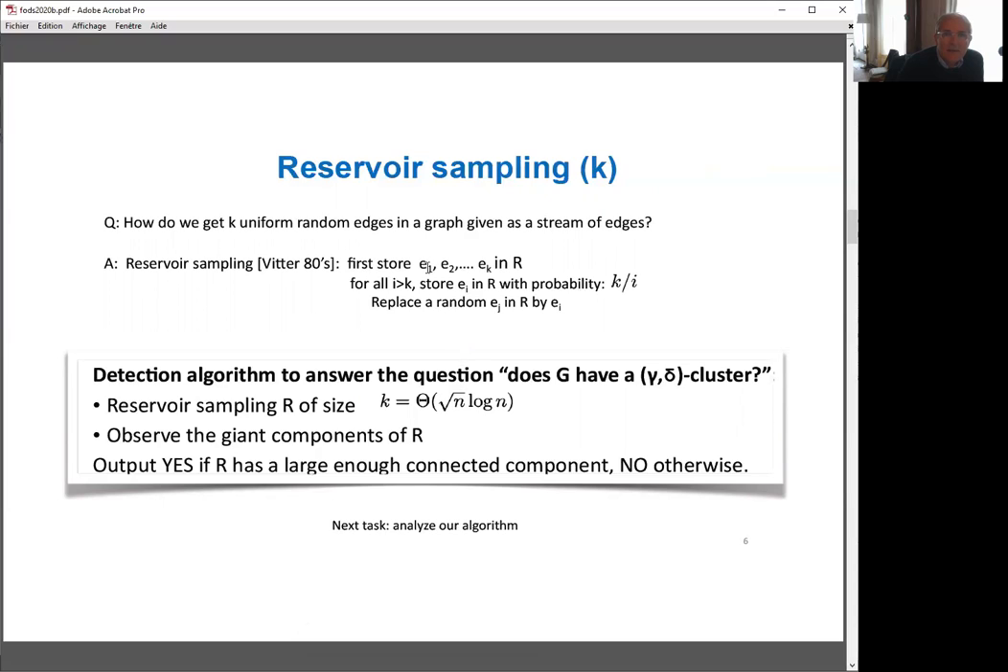The algorithm is simply: you initialize with the first k edges, and then for all i greater than k, you keep the edge e_i with probability k over i. In case you keep it, you replace a random e_j of the reservoir by e_i. Our algorithm maintains k of size square root of n log n and observes the giant components of the reservoir. If you have a large connected component, then you accept, otherwise you reject.